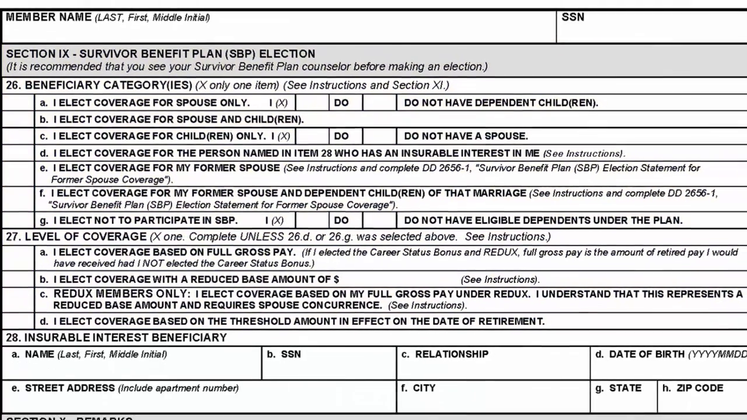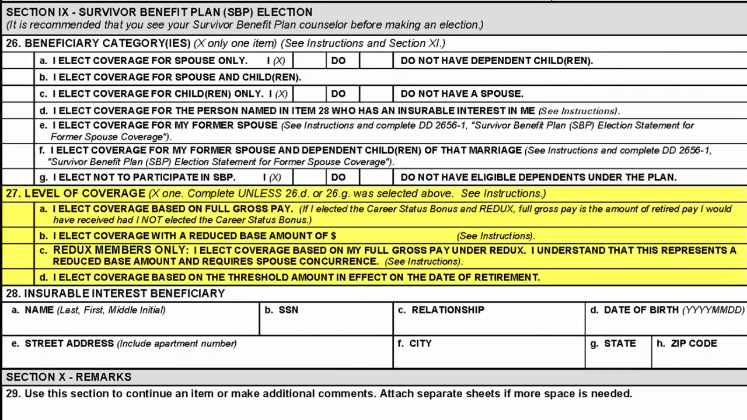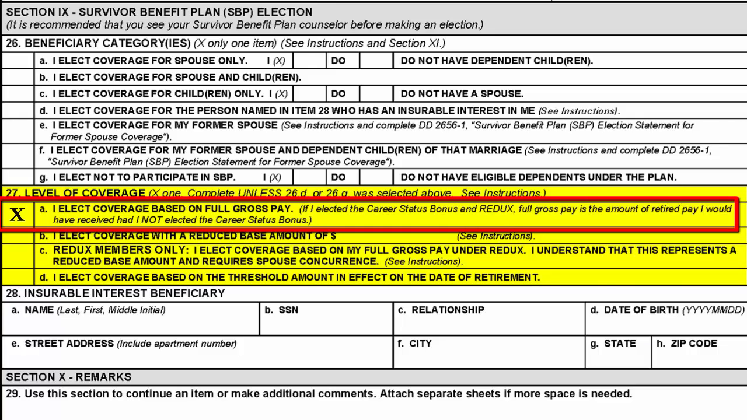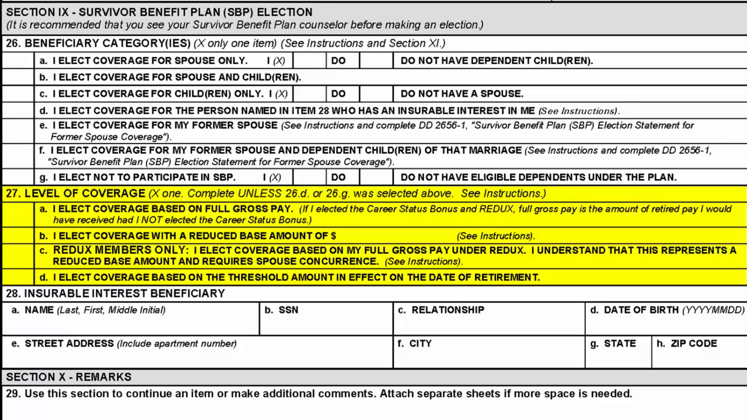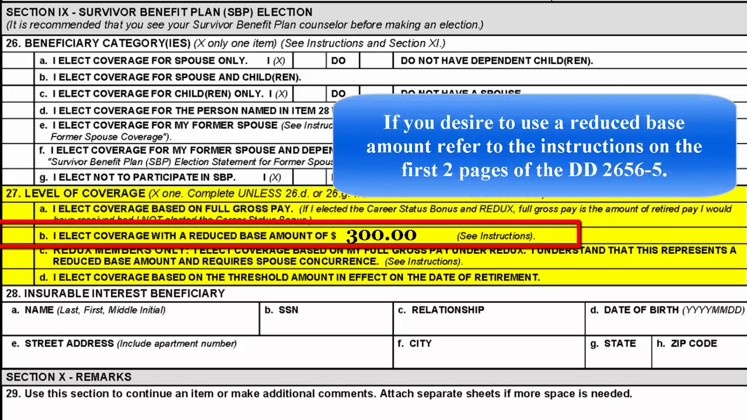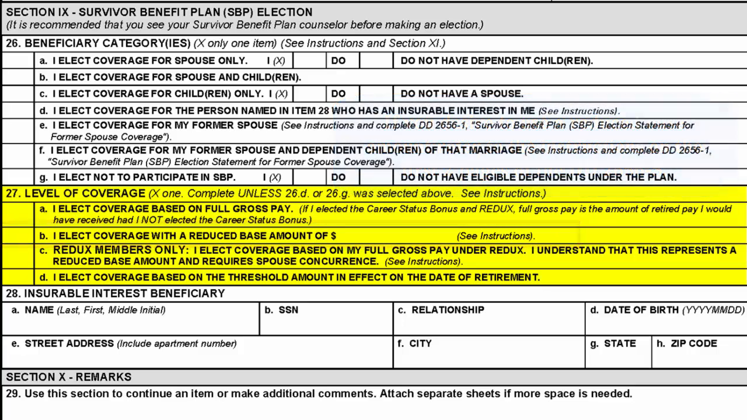Section 27, level of coverage. Level of coverage, you have 4 options, A, B, C, and D. 27A is I elect coverage based on full gross pay. You will put an X beside the A. 27B, I elect coverage with a reduced base amount of, and you will put a dollar amount in this blank. If this is the option you desire, please see the instructions in the DD 2656.